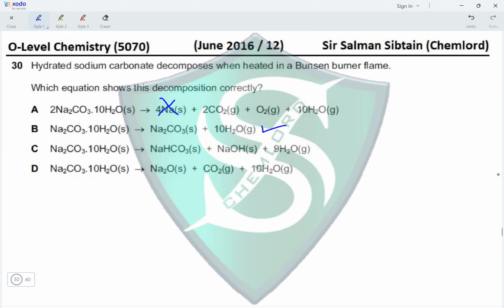in a Bunsen flame. Next, we have production of NaHCO3, NaOH, and removal of 9 moles of water. No, NaOH will never form. And in the last one, we have formation of Na2O, CO2, and H2O. Na2CO3 cannot decompose in the Bunsen flame. So, the correct option for this question is option B.